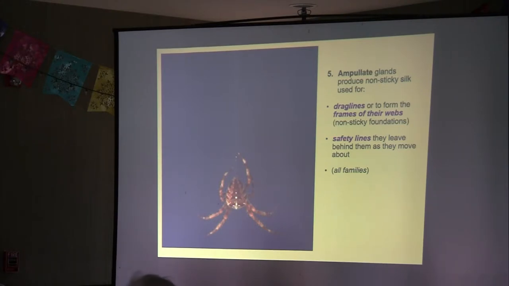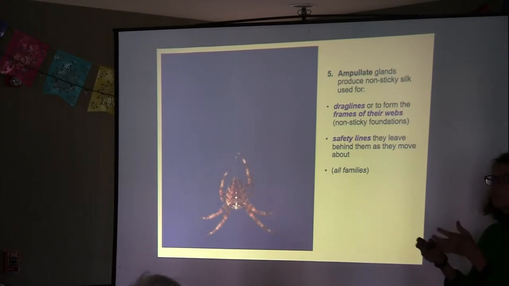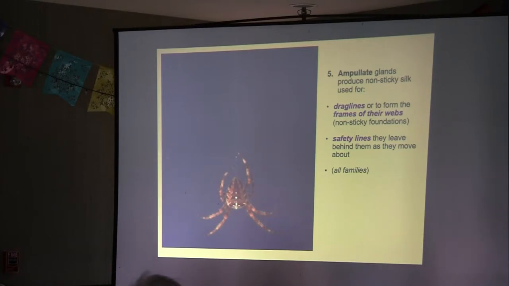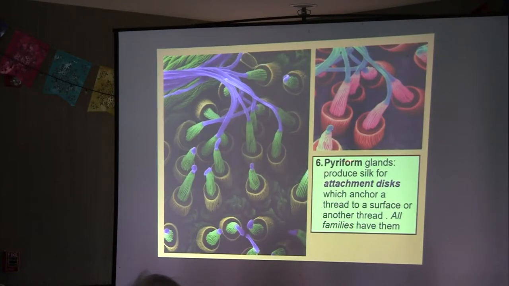With things like jumping spiders and wolf spiders that aren't orb weavers, the females will put out their drag lines and lace them with pheromones, and that's how the male spiders find them. They find a drag line. It smells really good. There are also glands producing silk just for the attachment discs, the little disc that's spun to drop down from.